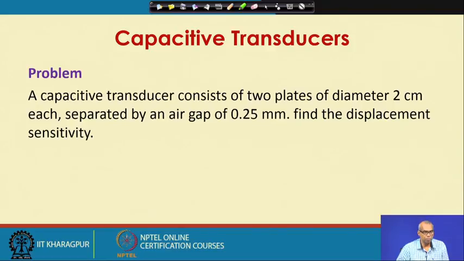Now, let us consider a very simple problem. A capacitive transducer consists of two plates of diameter 2 centimeter each, separated by an air gap of 0.25 millimeter. Find the displacement sensitivity. So, basically you have to find out del C del D. This statement of two plates of diameter 2 centimeter each will allow you to find out area. These two plates are separated by an air gap of 0.25 millimeter.